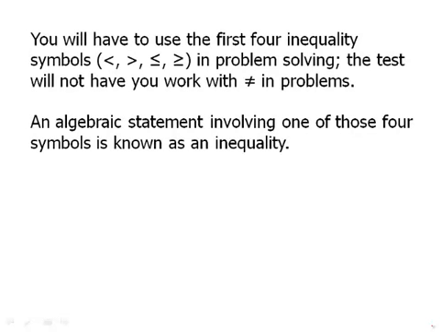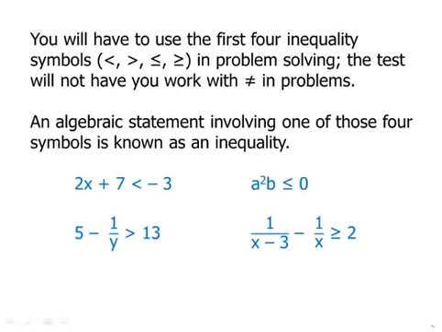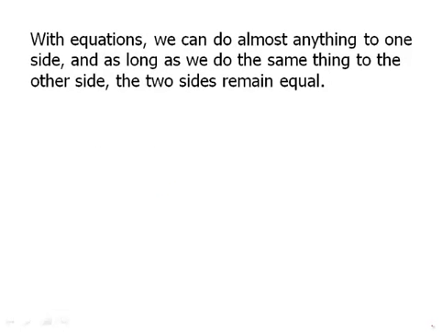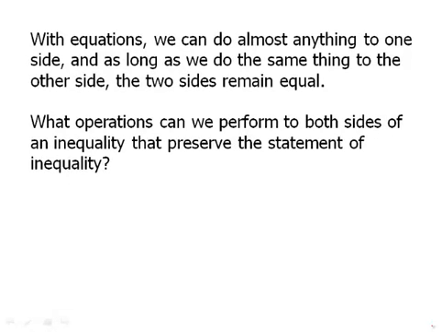An algebraic statement involving one of these 4 symbols is known as an inequality. All of these are inequalities. With equations, we can do almost anything to one side as long as we do the same thing to the other side and the 2 sides remain equal. Equations are very easy to handle that way. What operations can we perform to both sides of an inequality that preserve the statement of the inequality? So in other words, we have an inequality, say greater than or less than, pointing in a certain direction. We want to do the same thing to both sides, and we want to understand, are those things still greater than or less than? We have to understand that.